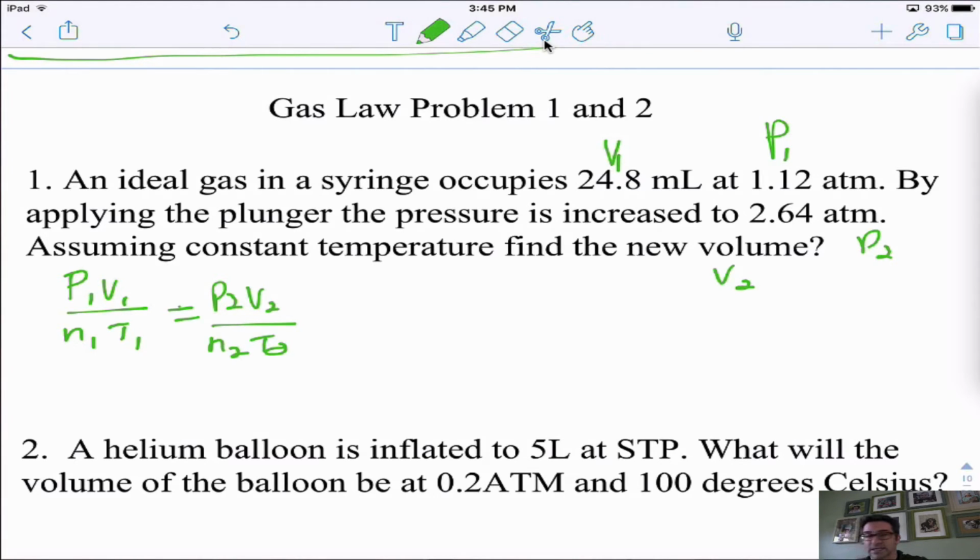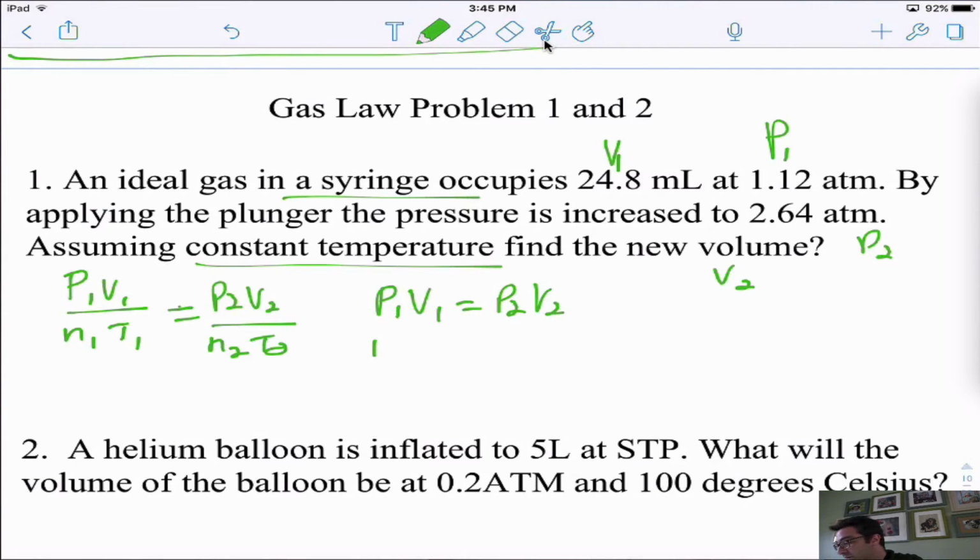Now I look at this and I say, well, I have my combined gas law, but what I notice is that they say that I have constant temperature. And they say that it's in a syringe. That means that it's probably a closed container because they don't mention anything about moles. So before I start trying to plug in all of these values for temperature and moles, which I don't know, I can make them up, I ignore them. It will make life much easier if I just do Boyle's, P1 V1 equals P2 V2. So now I can plug in my values.